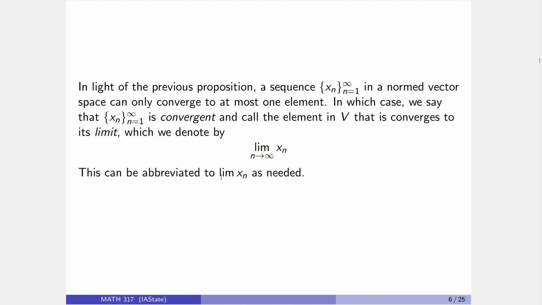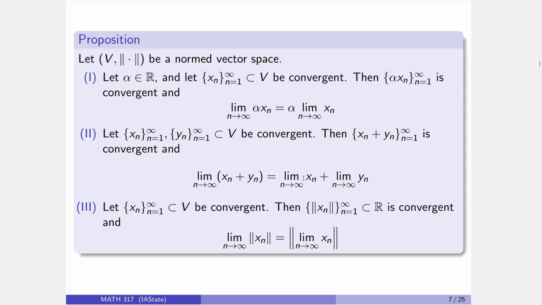And as needed, we'll just abbreviate this to lim of x sub n, where you understand that n is going to infinity. We don't need to write it all the time. And this will allow for cleaner inline equations. Alright, so there we go. We have a notion of limit now in a normed vector space. And as promised, what we're going to eventually show is that limits in Euclidean space don't care about which p-norm you pick. That's quite shocking.